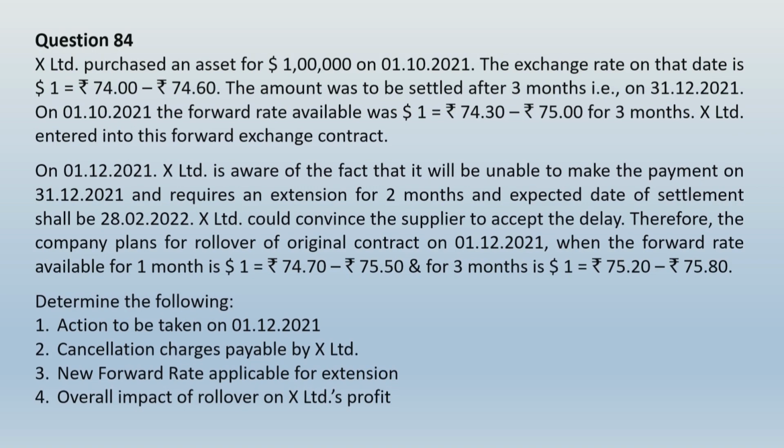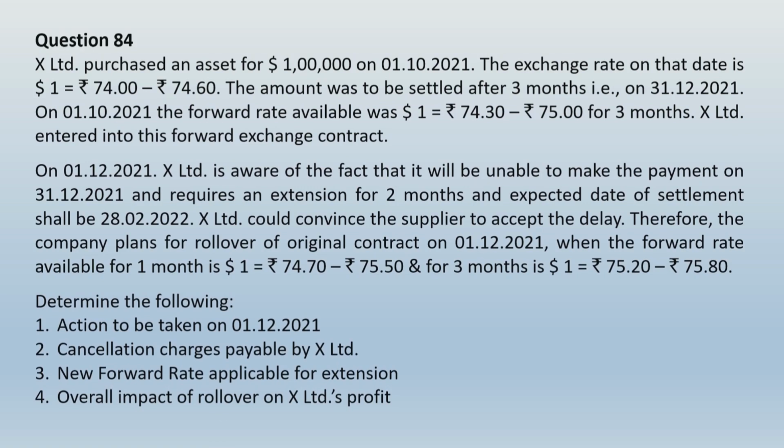On 1/12/2021, X Limited is aware of the fact that it will be unable to make the payment on 31/12/2021 and requires an extension for 2 months, and the expected date of settlement shall be 28/2/2022. X Limited could convince the supplier to accept the delay. Therefore, the company plans for rollover of the original contract on 1/12/2021, when the forward rate available for 1 month is $1 equals rupees 74.70 to rupees 75.50, and for 3 months it is $1 equals rupees 75.20 to rupees 75.80.